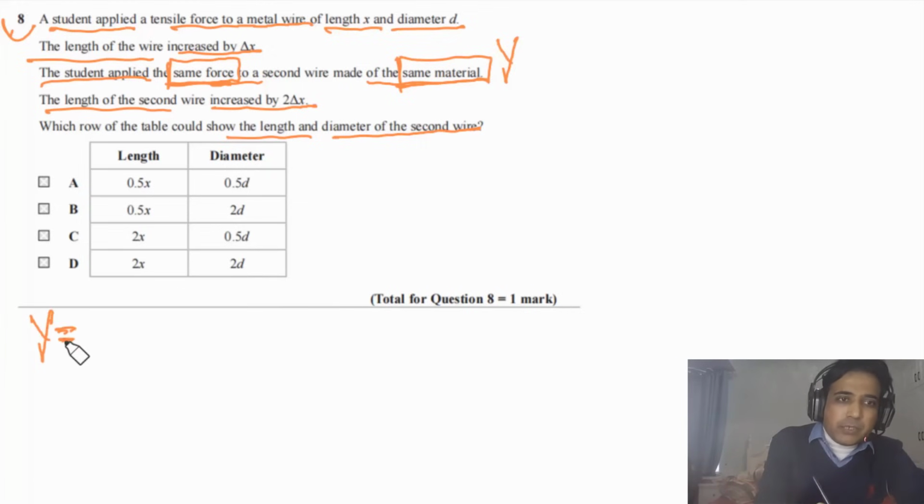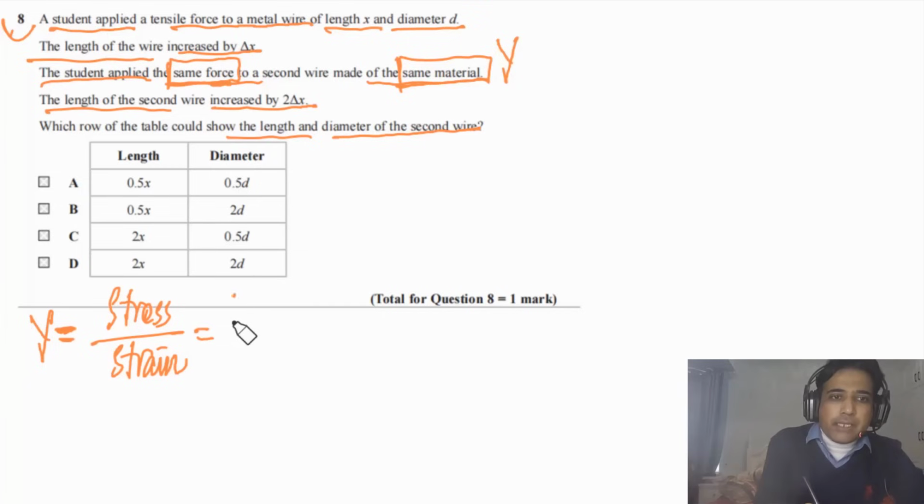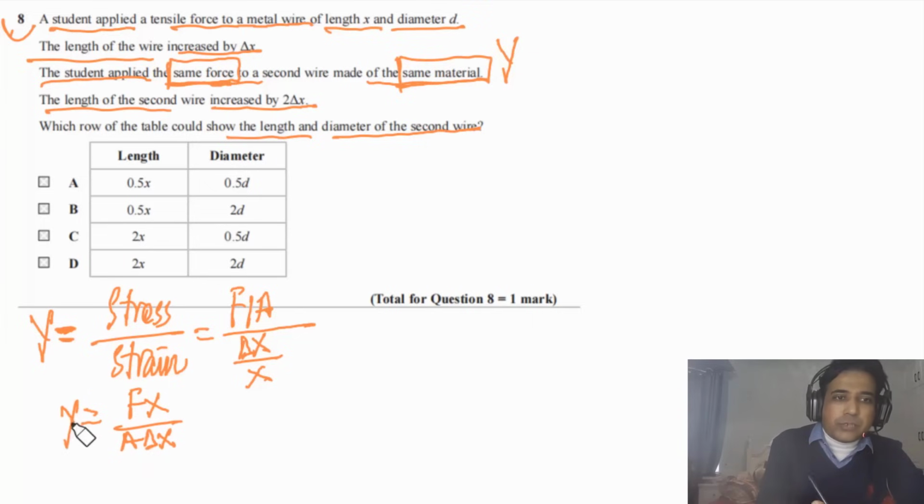So we have Young's modulus is equal to stress over strain. So simply we can write down here, this is equal to stress over strain, and stress is equal to force over cross sectional area of the material, divided by extension over original length. Now if we simplify this one, we will get here Fx divided by A times delta x. This is equal to Young's modulus.